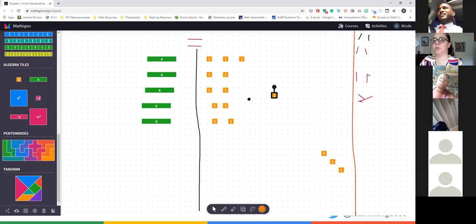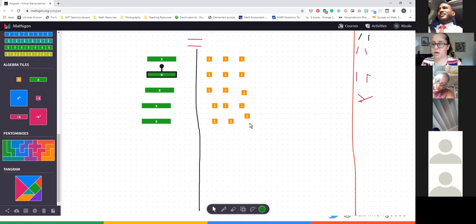Isn't that what we're doing? We're dividing the 15 into five groups. And students can now see that 1x is equal to 3. Here's another x, each x is equal to 3. So that is how you would do something like this. All right, everybody okay? Are we all well?